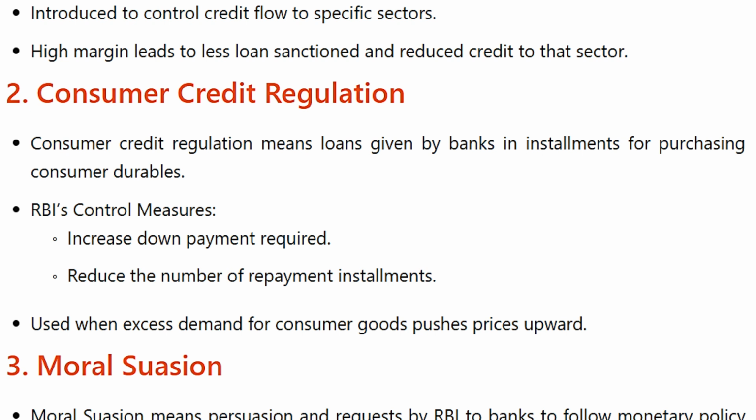Consumer credit regulation means loans given by the banks in installments for purchasing consumer durables. RBI's control measures increase the down payment required and reduce the number of repayment installments, used when excess demand for consumer goods pushes prices upward.